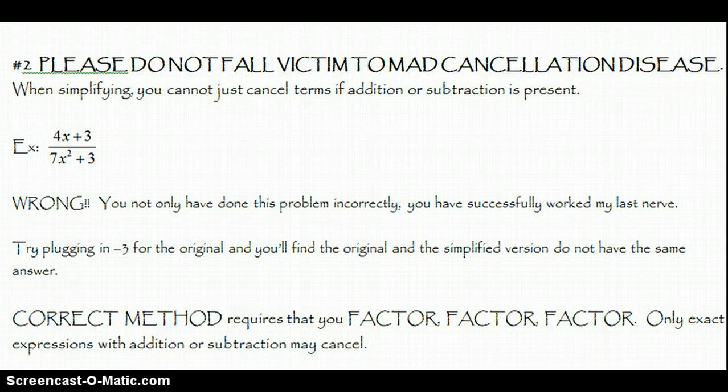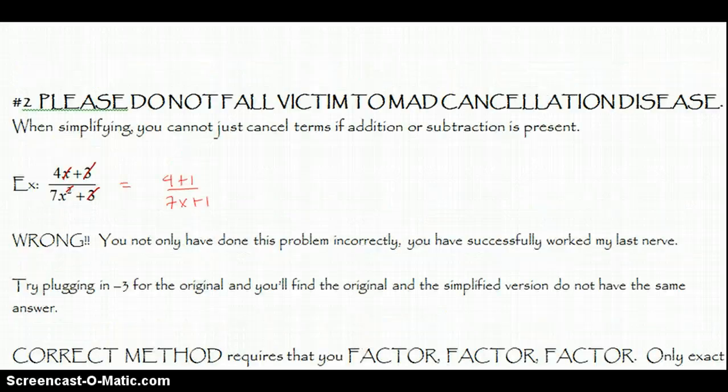Rule 2, please do not fall victim to the mad cancellation disease. You can't just cancel terms if addition or subtraction is present. The second you see a plus or a minus sign, just know that you have more work to do. So you can't just say, hey, I'm going to cancel out my x's, and hey, I'm going to cancel out those 3's, and say that this equals 4x plus 1 on the top and 7x plus 1 on the bottom. Unacceptable. So if you plugged in an answer, -3 or something, this answer over here would not match the other side, and it's because it's incorrect.